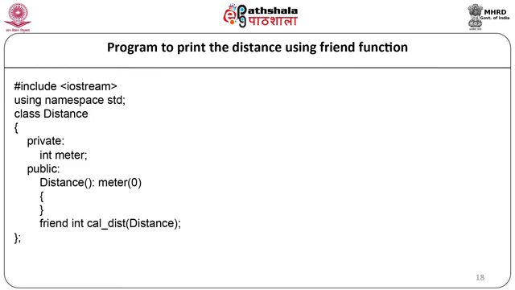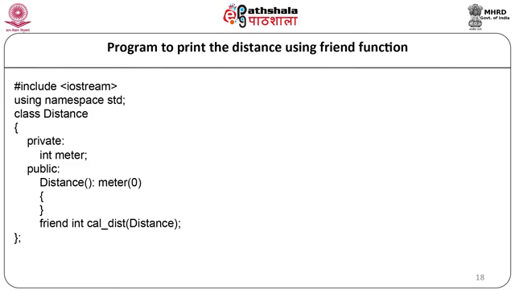We will have one friend function as friend int calDistance, and in brackets, Distance. Now this is a declaration of the friend function. As you can see, friend is a keyword, int is the return type of the function, calDistance is the name of the function, and Distance is the object as a parameter, and our class declaration will end.